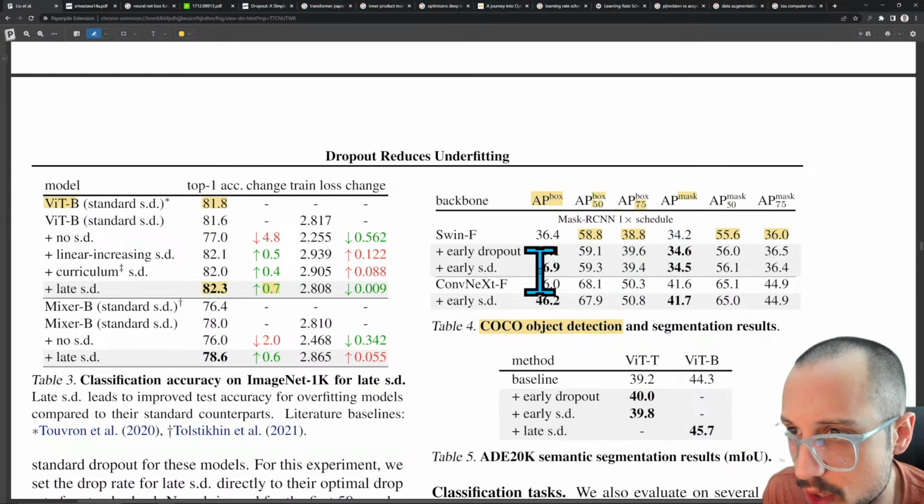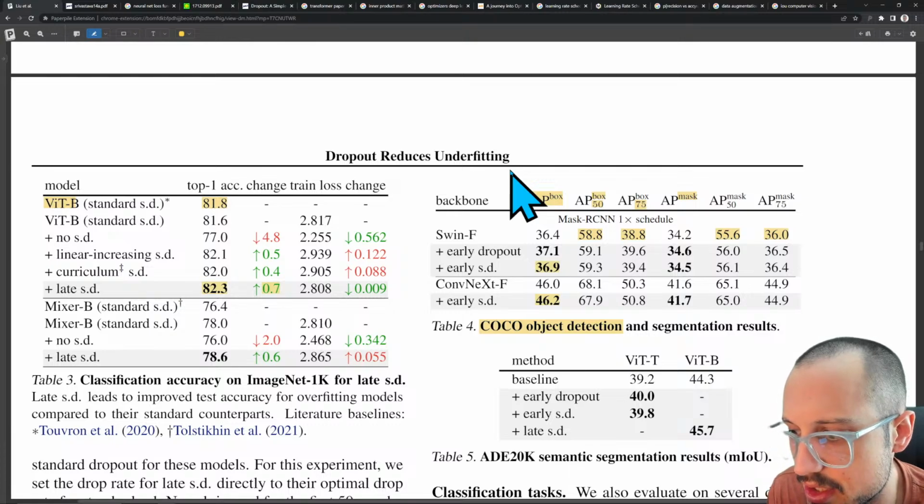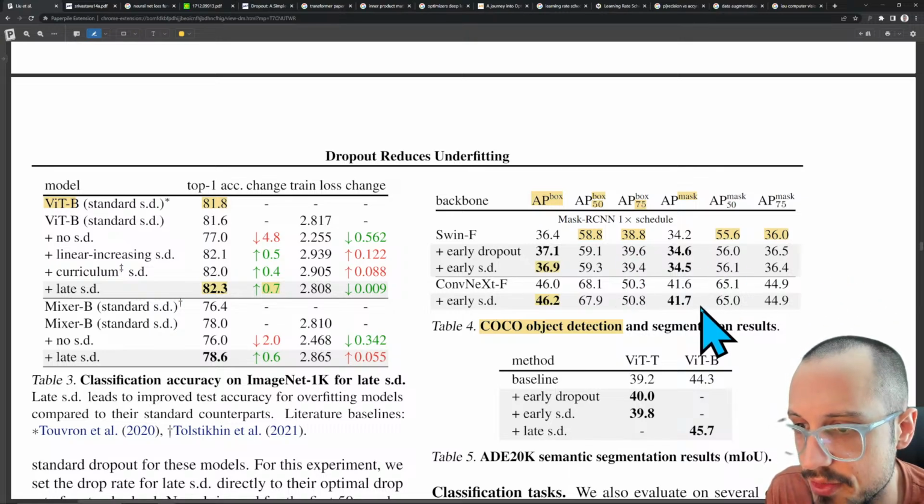Largely, I think what they want to show us here is that with the early dropout, you are getting better performance on this separate task. So there is an advantage to using dropout in order to increase the generalization capability of your model.